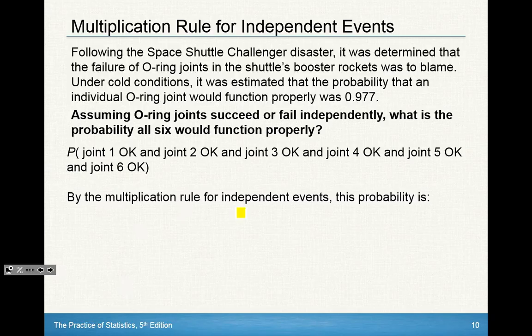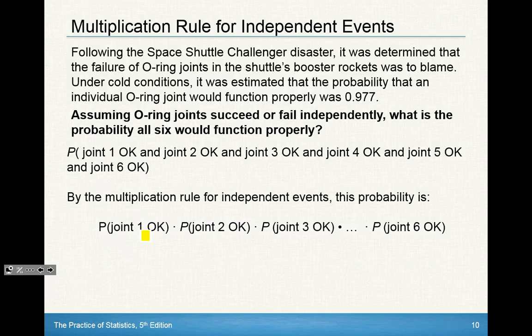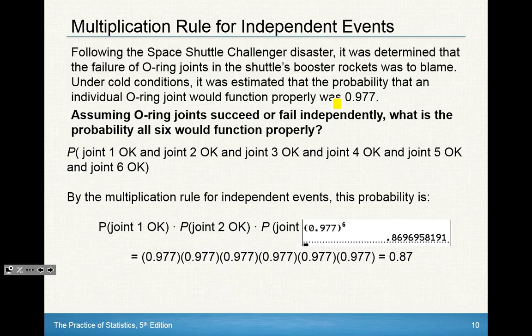So by the multiplication rule for independent events, the probability would be the probability of joint 1 being okay times the probability of joint 2 being okay, all the way through the probability of joint 6 being okay. Each one, it told us, would function properly 0.977, or 97.7% of the time, if you will. So each one has a probability of 0.977 for functioning properly, and you want to multiply that together 6 times.